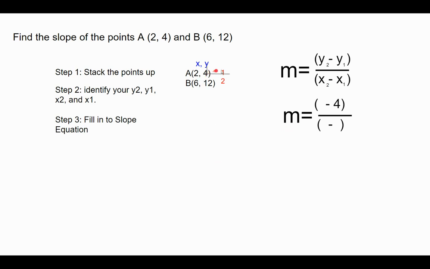For y1, y from your first coordinate is going to be 4. So you fill in a 4. Then your y from your second coordinate is 12. You fill in a 12. So now you have 12 minus 4. Notice that minus just comes down with it. From there, we're going to keep filling in. We're going to look at our x's. So the x from the first coordinate is 2. The x from the second coordinate is going to be 6. And voila, we have filled in our equation there.